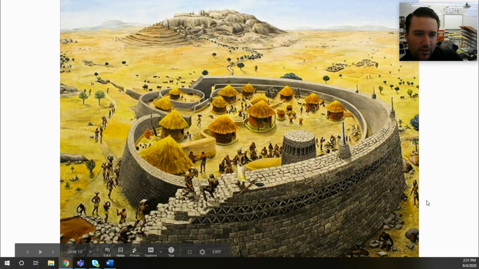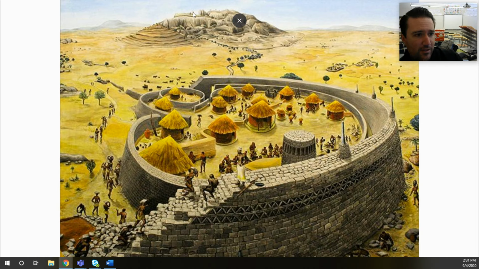At its height, here's what it looked like as far as an artist's rendition of it. And this area right here, this hill, is where the wealthy and the royal families lived. And then this was used kind of as protection against any attacks. But then you had all these little houses on the outside here.